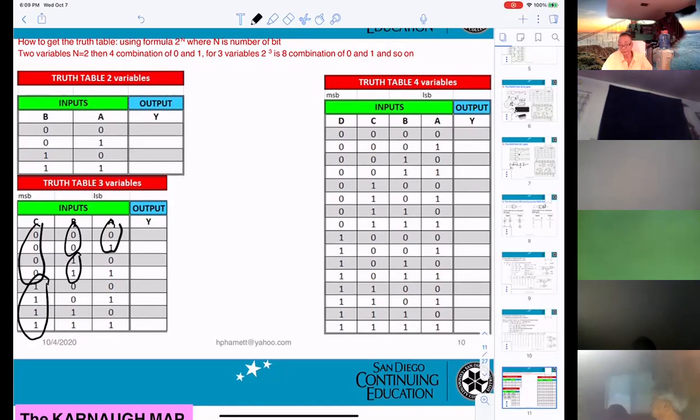If you're looking at 4 variables, 2 to the power of 4 is 16. The first column, eight 0s, eight 1s. Next, four 0s, four 1s. Then 0 0 1 1 and 0 1. So if you know how many variables, you're able to create the truth table. Okay? Any question on that?